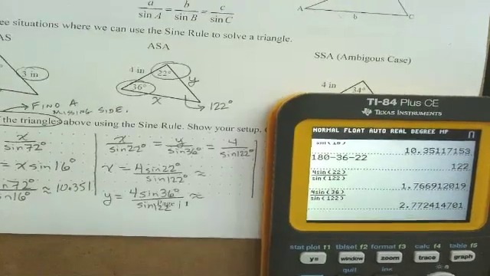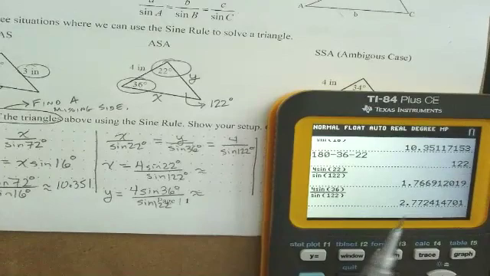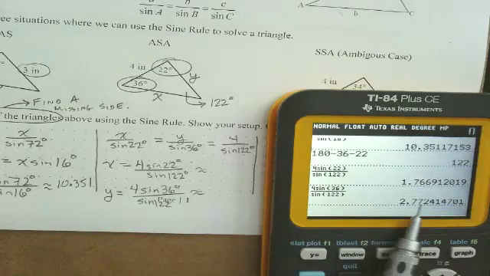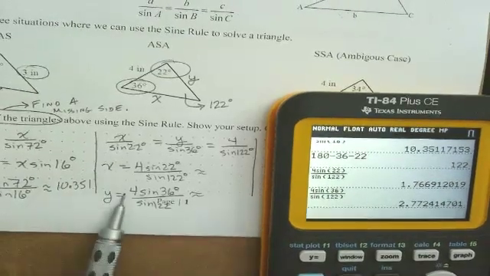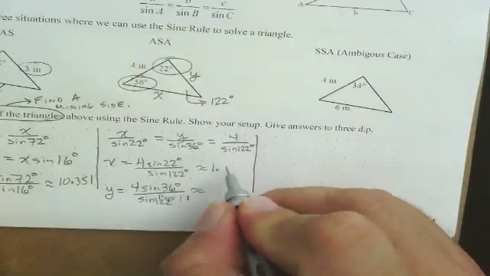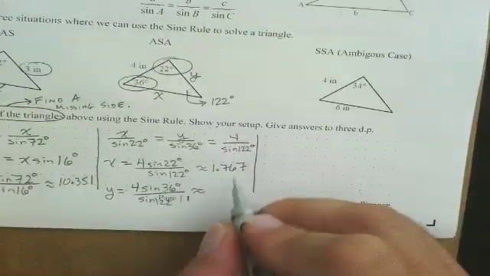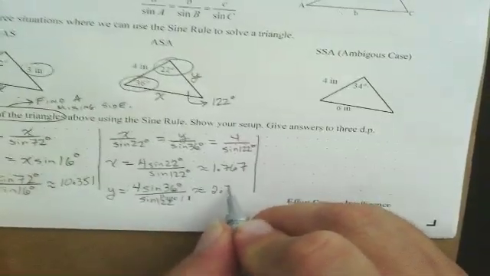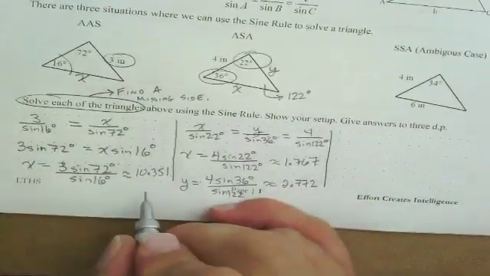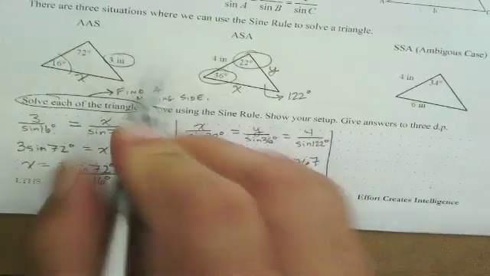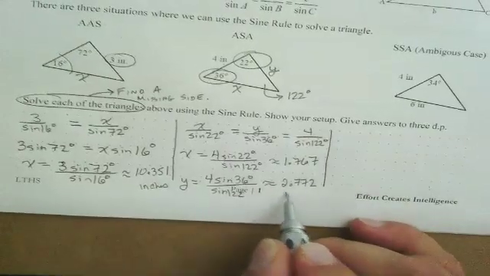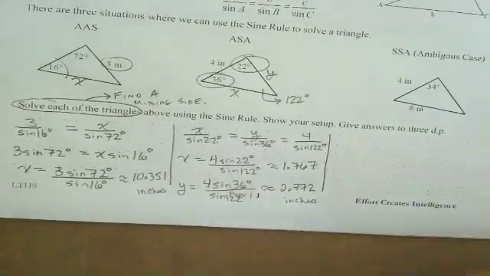Okay, so if we put these into our calculator and we look at the values, we see 1.767 and 2.772 for the value for x and the value for y. All right, so that's going to be 1.767 to 3 decimal places and 2.772. Now, technically speaking, our answers in each of these cases was in inches based on the units that we have. So over here, we would have inches, and over here, we would also have inches.